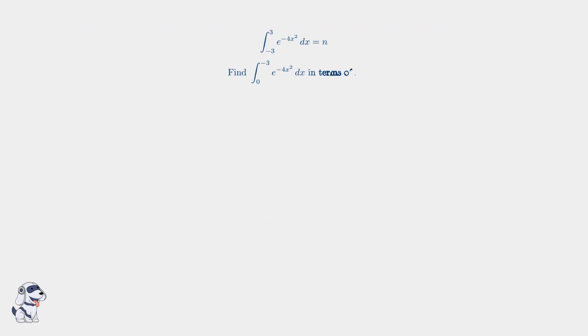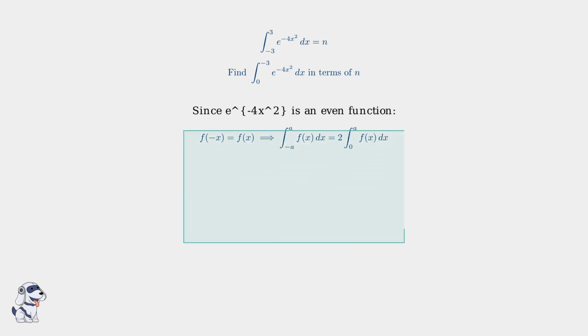Given that the integral from -3 to 3 of e to the power of -4x squared equals n, we need to find the integral from 0 to -3 of the same function in terms of n. The function e to the power of -4x squared is an even function. For even functions, the integral from -a to a equals twice the integral from 0 to a.